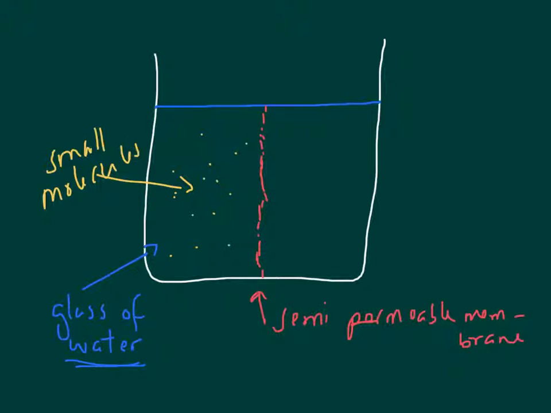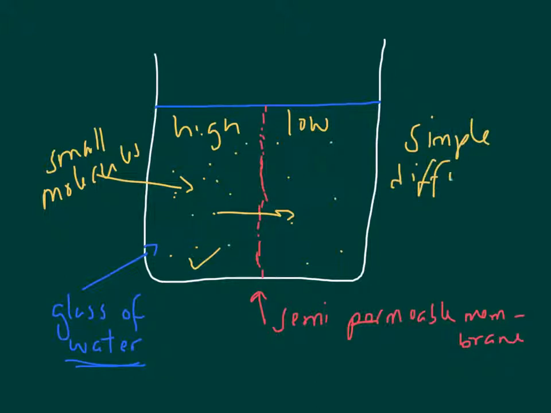And what's going to happen over time? Well, they're small enough to go through the membrane. So they're going to diffuse from an area of high concentration, which is here, and they're going to go into an area of low concentration, which is here, just like we learned before. So we go high to low. So this is just diffusion. This is simple diffusion.